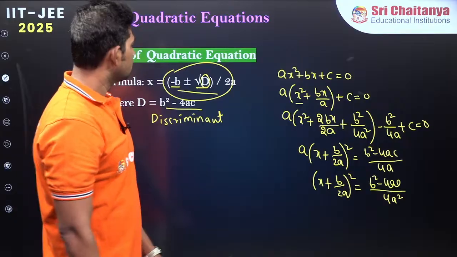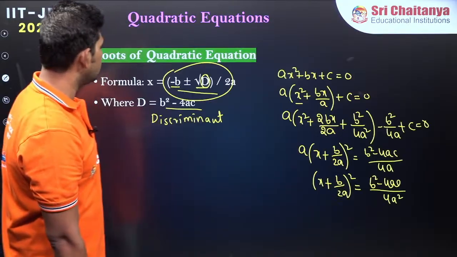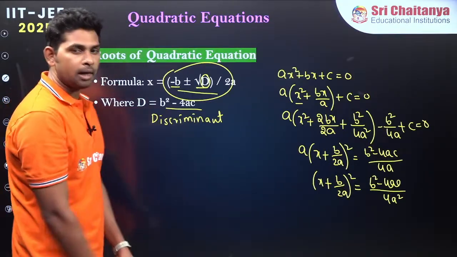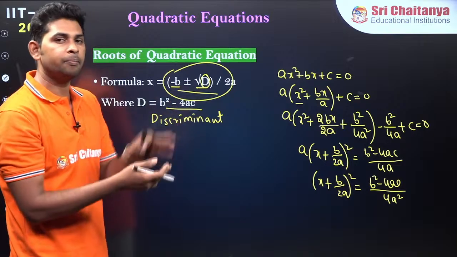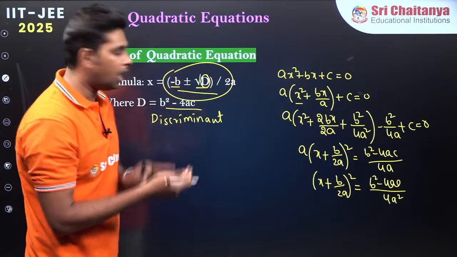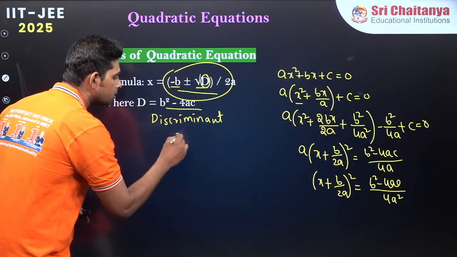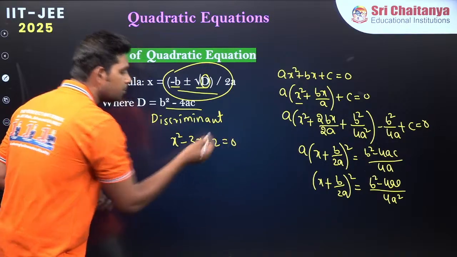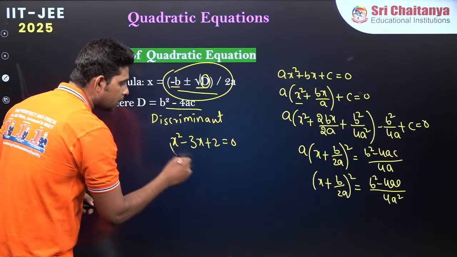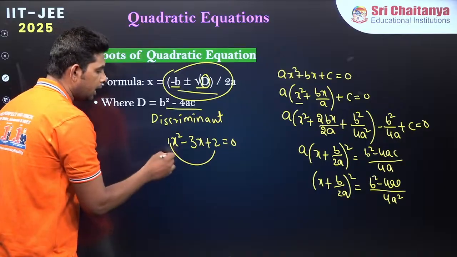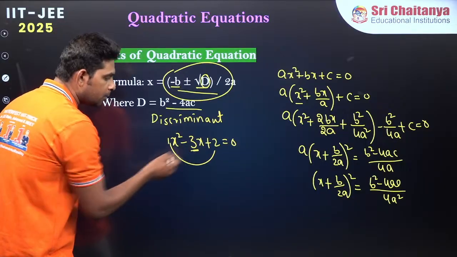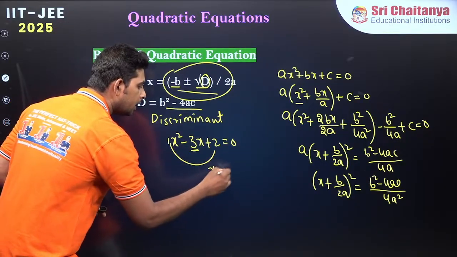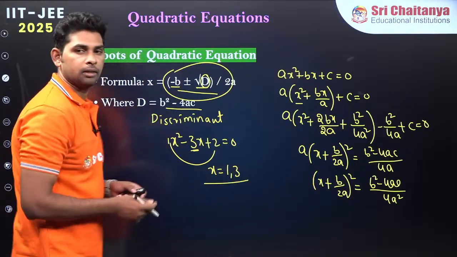And then, let us solve some problems on this. I am giving an example, using this formula or the factorization method that you already know. So I am giving x square minus 3x plus 2 equals 0. A very simple equation: the product of 1 and 2 is 2, and 1 plus 2 is 3. Directly you can take 1 comma 2 as the roots here, right?